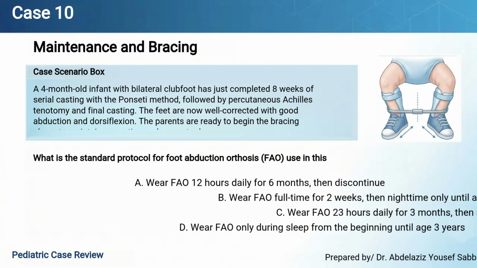Option B, where it is worn full-time for 2 weeks, then nighttime only until age 2 years. Option C, where it is worn 23 hours daily for 3 months, then nighttime and naps until age 4 to 5 years. Option D, where it is worn only during sleep from the beginning until age 3 years.